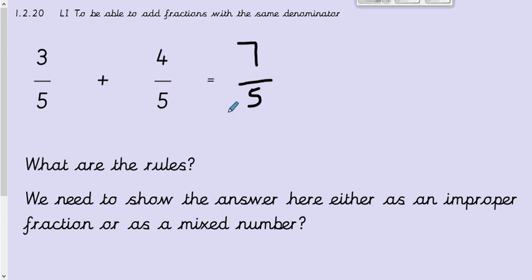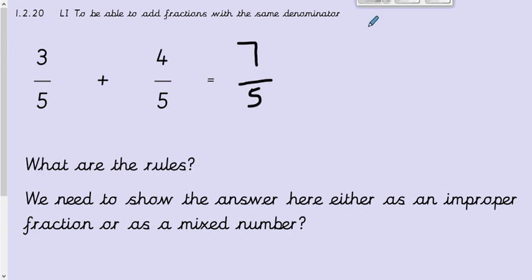However, for those of you who have spotted or worked out, this is an improper fraction because it has a bigger numerator than the denominator. So the number on the top is bigger than the number on the bottom. So we need to show the answer here either as an improper fraction or as a mixed number. Here is showing an improper fraction or a top-heavy fraction.